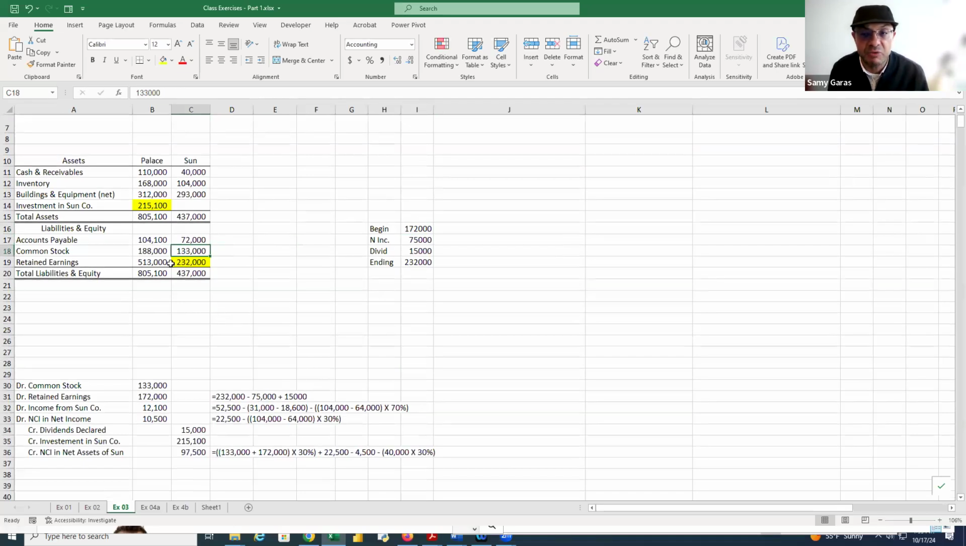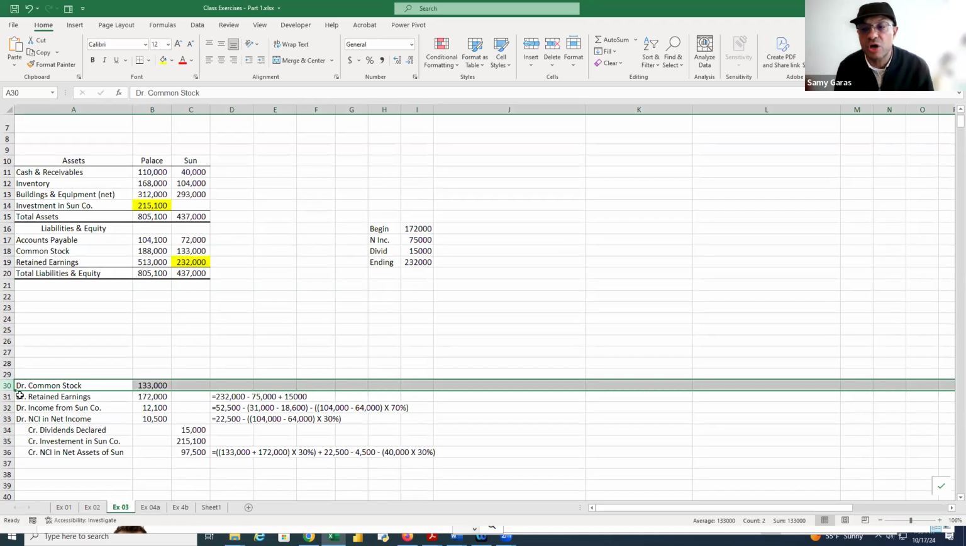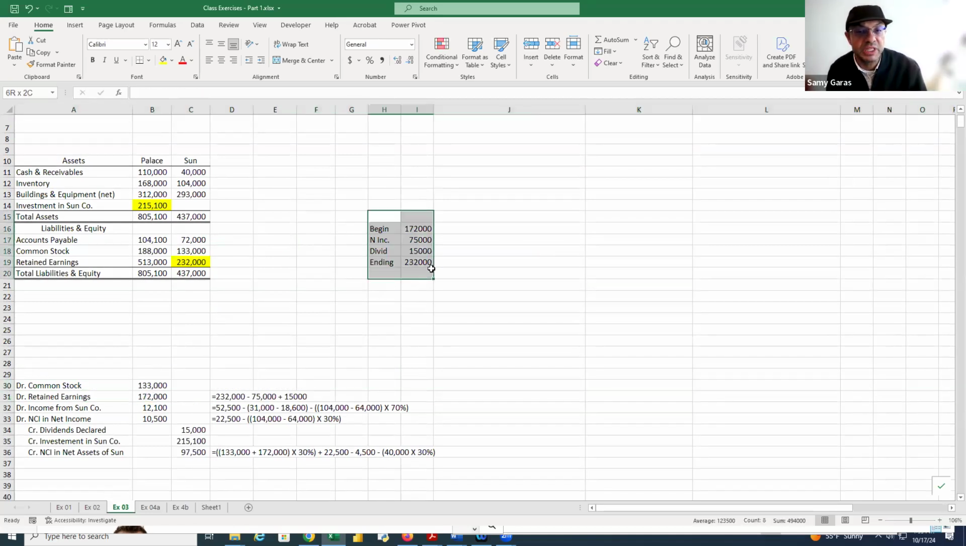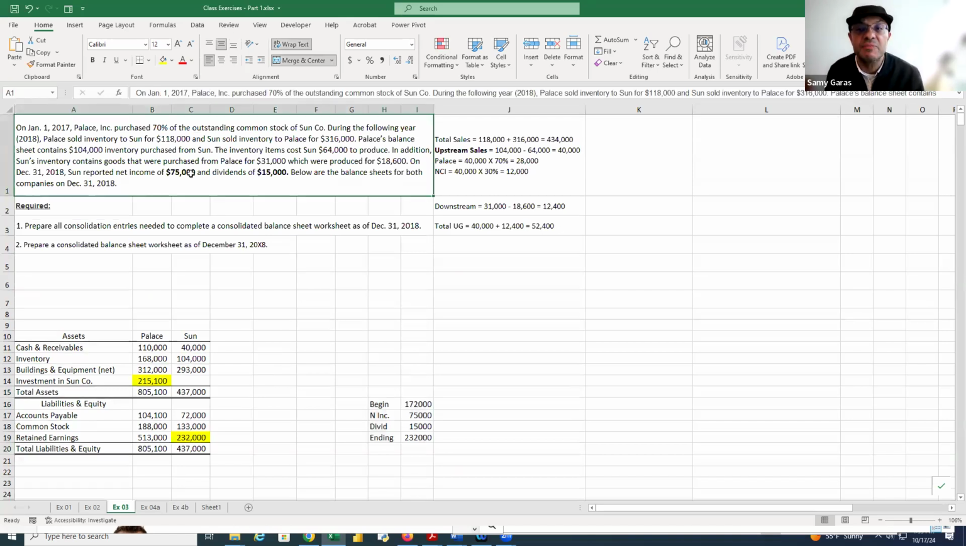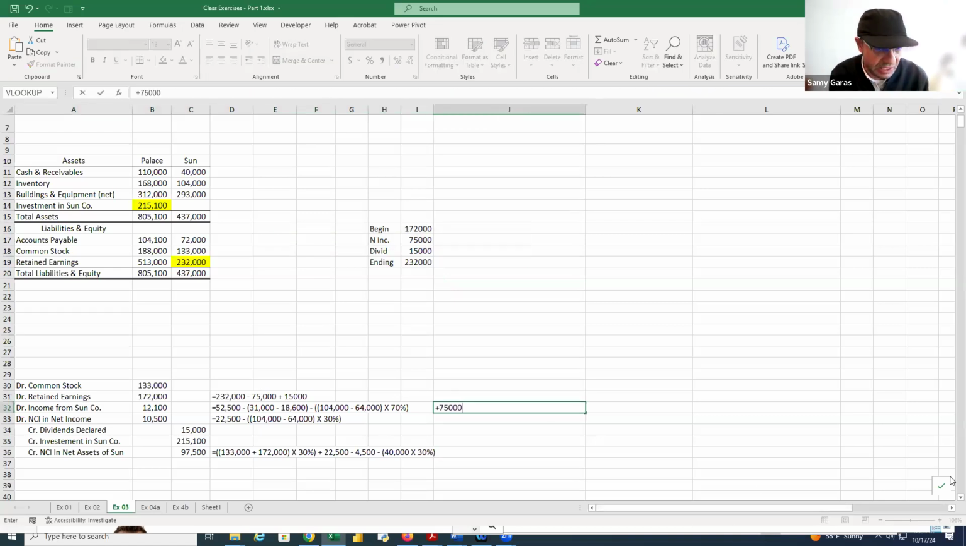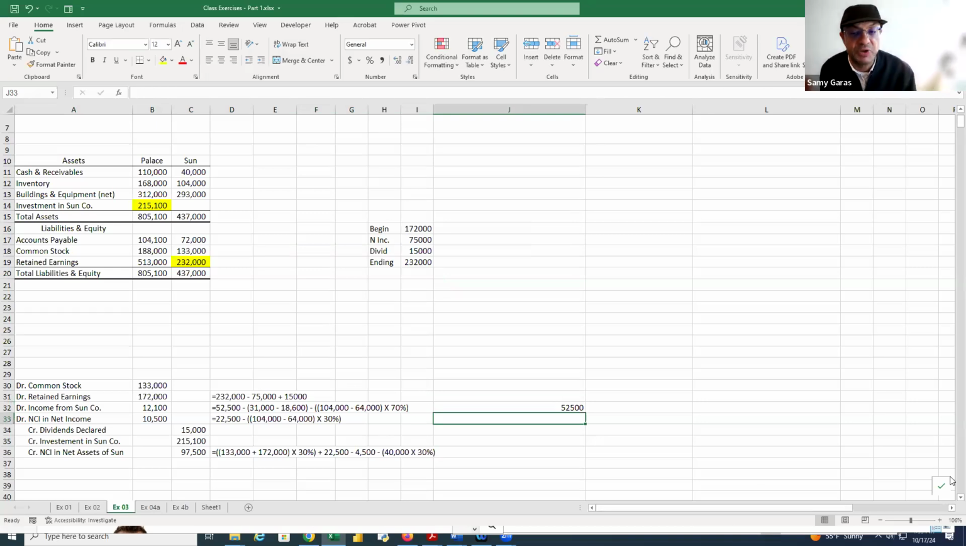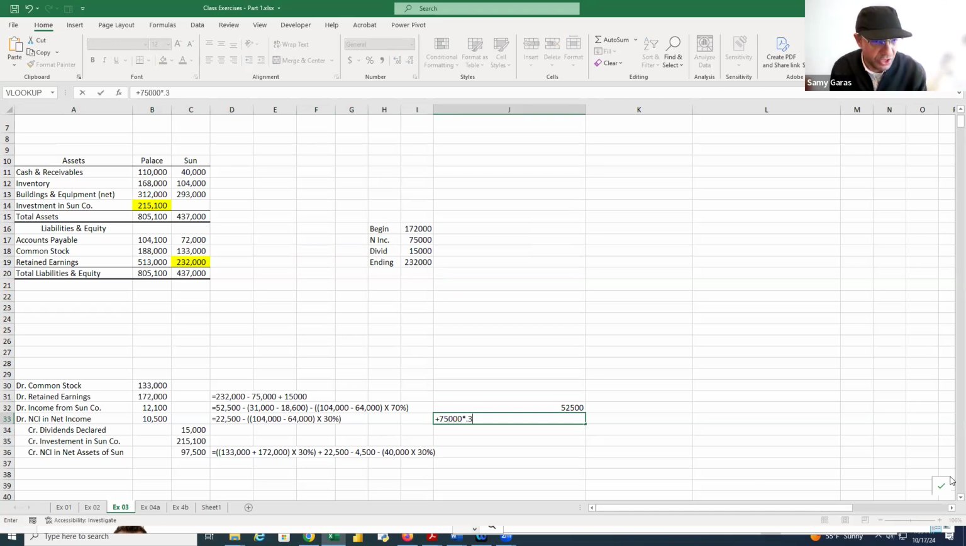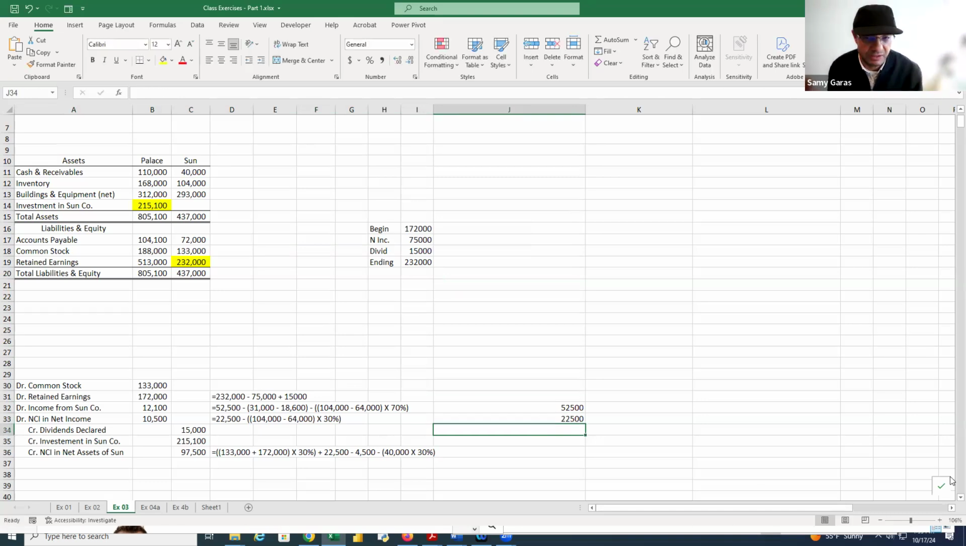So we take the first amount 133 and put it here under common stock. Retained earnings 172, which we did here in our calculation. Now, how much is the income? As you can see here, the company made 75,000 income. We should get 70% to the subsidiary. If I take $75,000 multiplied by 70%, we get 52,500. Then 75,000 times 30%, we get 22,500.